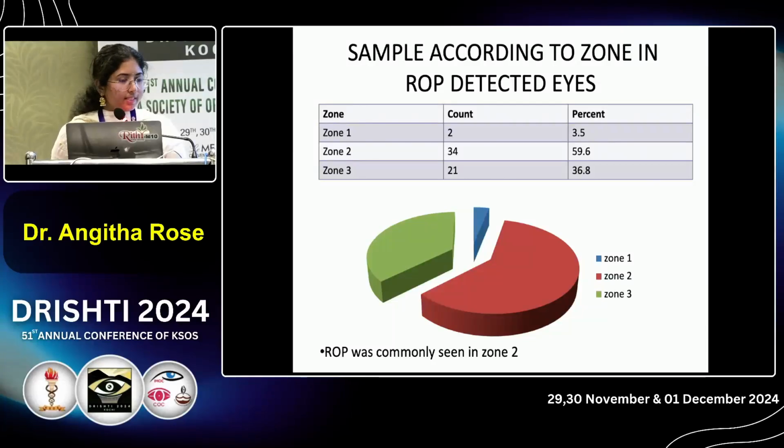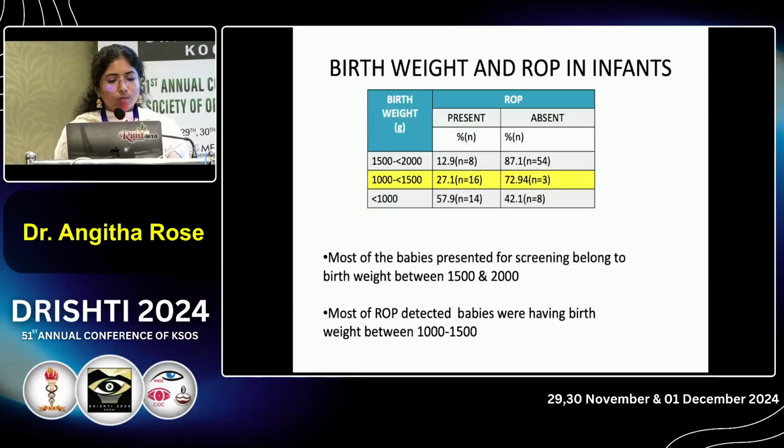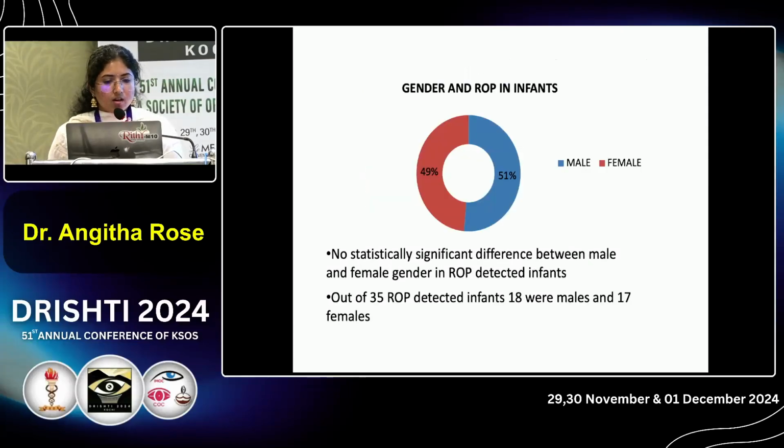ROP was commonly seen in zone 2 in my study. Most of the babies detected with ROP belonged to 28 to 32 weeks of gestation. Most of the babies presented for screening had a birth weight between 1500 and 2000, and ROP was detected in babies having birth weight between 1000 and 1500. There is no statistically significant difference between male and female gender in ROP-detected infants.